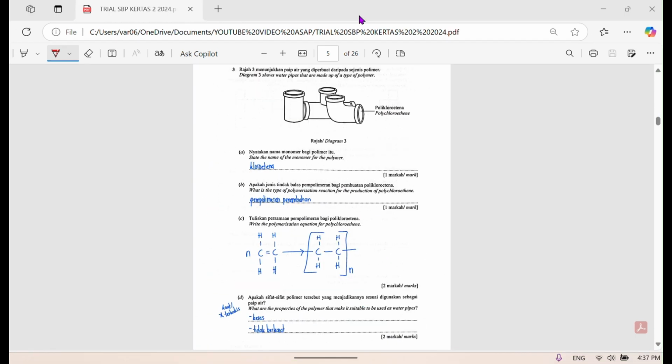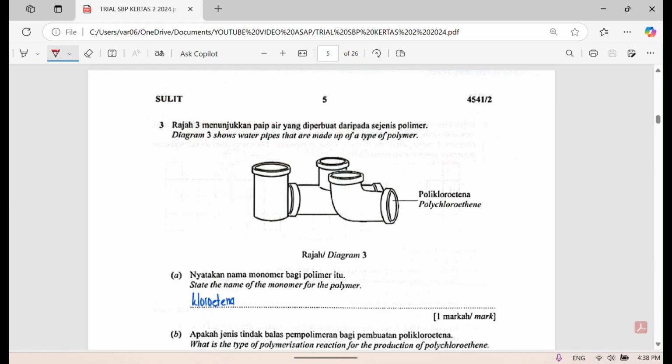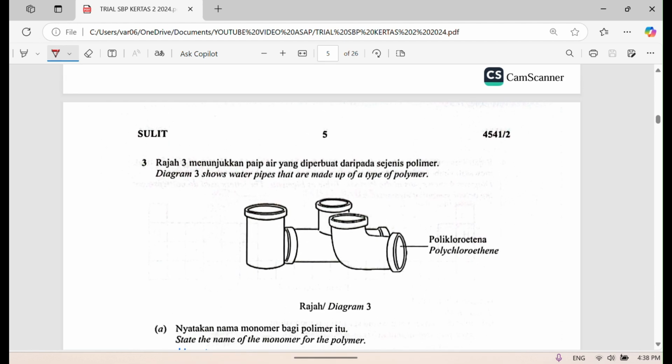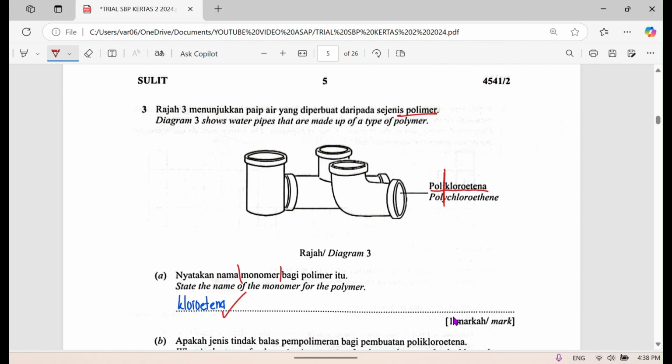Yeah, right. Question number 3. Okay. Rajah 3 menunjukkan pipe air yang diperbuat daripada sejenis polimer. Nyatakan nama monomer bagi polimer itu. So, we already give the name of the polymer lah. Polychloroethanol. So, the monomer is chloroethanol. Okay. Easy 1 mark there.